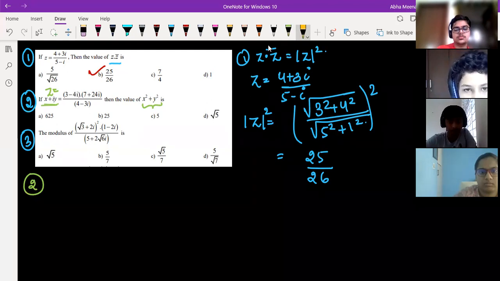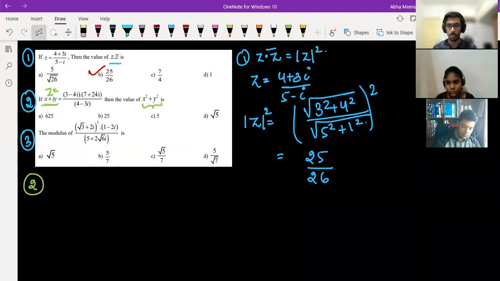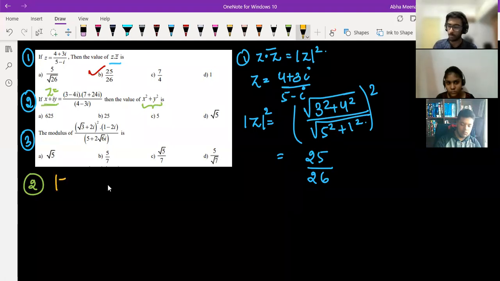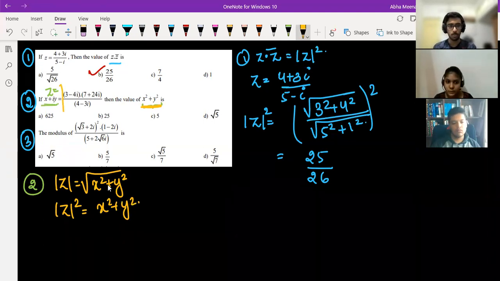Modulus. Yes, Navneet, carry on. Modulus of Z is root x square plus y square. So then it will be modulus of Z square. Exactly. So modulus of Z square is x square plus y square. So basically to find x square plus y square, what you need is modulus square. Indirectly, this is what is asked to you.